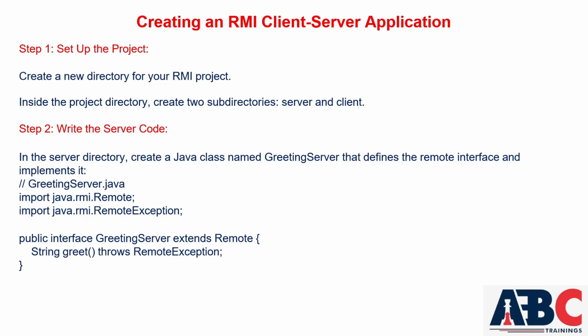So write the server code. We are getting the server .java file, so import java.rmi.Remote and java.rmi.RemoteException. First we create the interface GettingServer, which extends Remote, and we add a function like greet, which throws RemoteException.